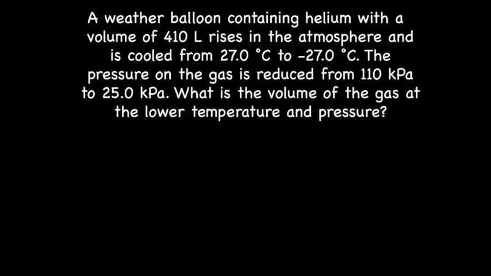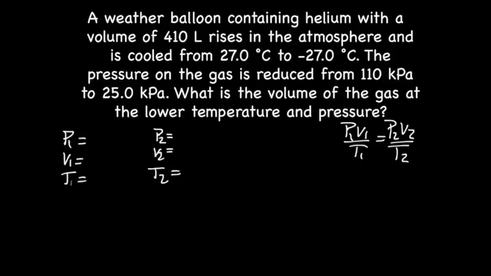All right, so we're going to be still using the same formula, P1V1 over T1 equals P2V2 over T2. And let's read through the problem and list out our variables. Let's go ahead and try highlighting the ones in yellow. We'll start with that. So we have a weather balloon containing helium with a volume of 410 liters. It rises in the atmosphere and is cooled from 27 degrees Celsius to negative 27 degrees Celsius.